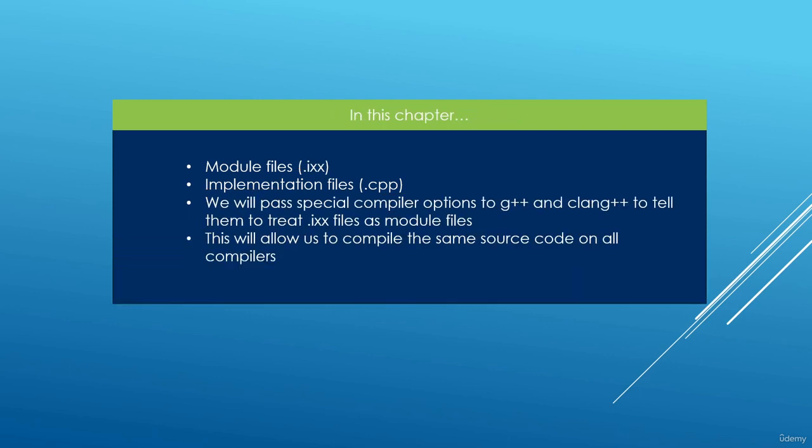In this chapter, we will be using the IXX extension across all our compilers. And implementation files will be using the CPP extension. We will make sure to instruct our compiler to treat IXX files as C++ module files, and we will do that by passing special compiler options to GCC and Clang. This will allow us to compile the same source code across all compilers that we are interested in this course, and those happen to be Visual C++, Clang, and GCC.